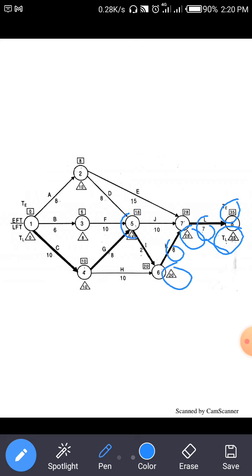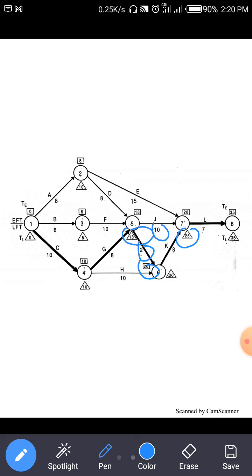Here at node number 5, 2 arrows are given. So here we write the minimum value. 28 minus 10 is 18. 20 minus 2 is also 18. So we write here 18.